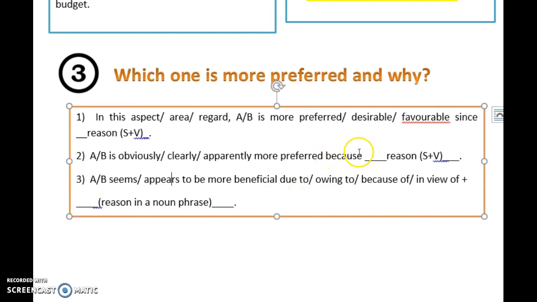When you give reasons, look at the structure here. Because, since: the reason should be in a subject and a verb structure. But if you use due to, owing to, because of, in view of, don't forget, the reason should be in a noun phrase.